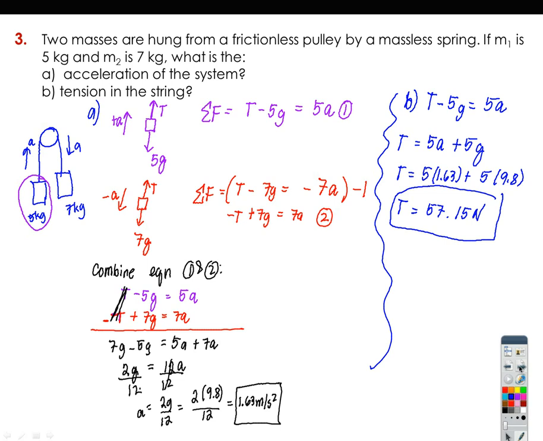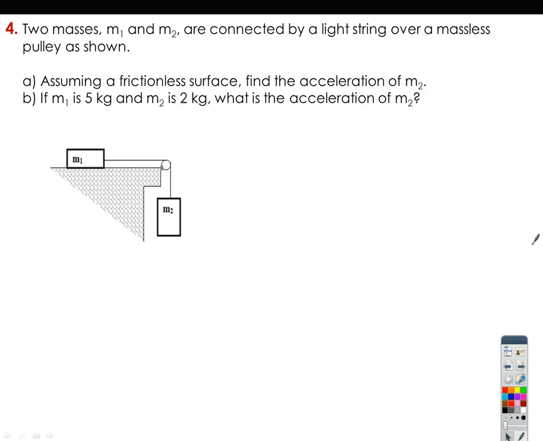Okay, next, last number, number 4. Two masses M1 and M2 are connected by a light string over a massless pulley as shown. So this one, it's the same. The only difference is M1 is on a surface. But the process is exactly the same. Letter A, assuming a frictionless surface, so there's no friction, find the acceleration of M2. And then if M1 is 5 kilograms and M2 is 2 kilograms, what is the acceleration of M2?